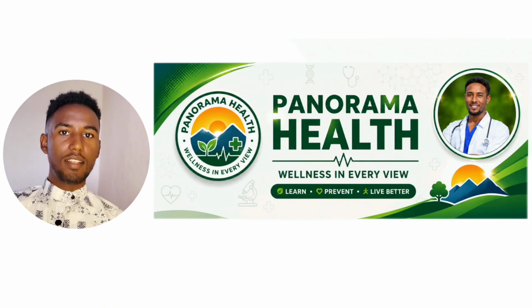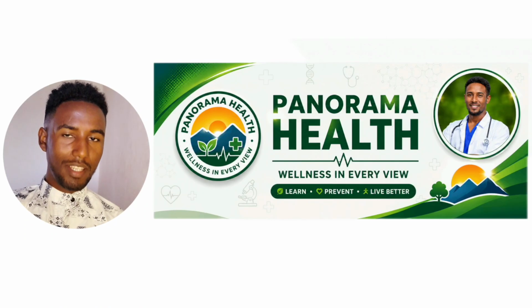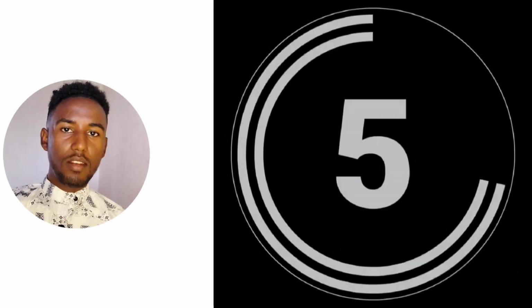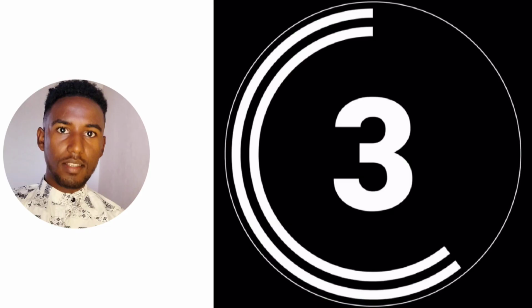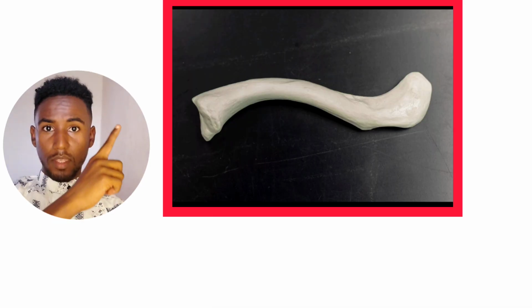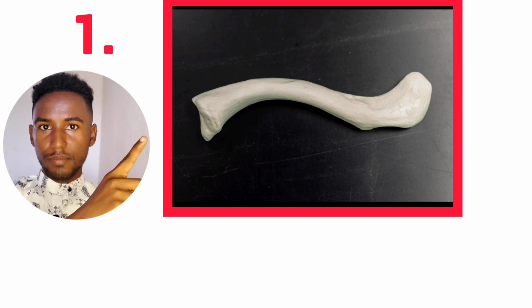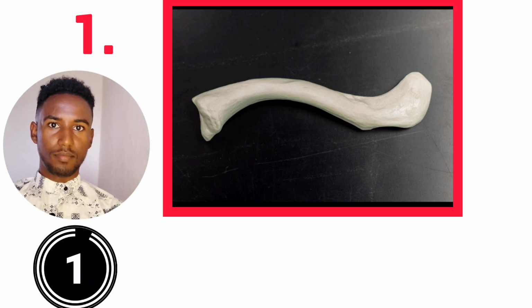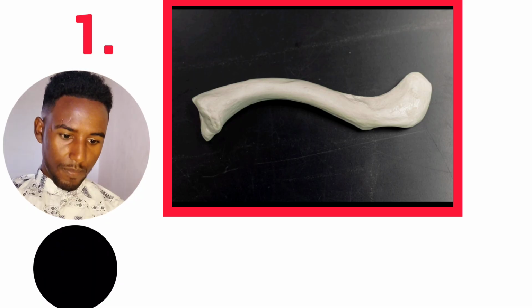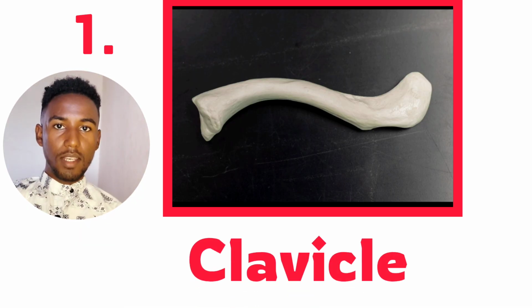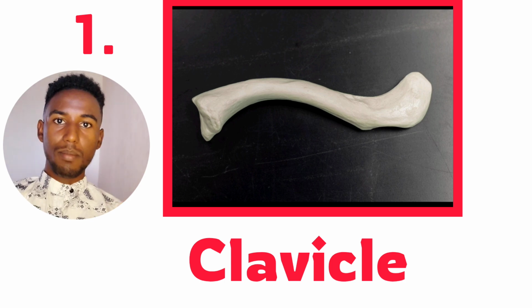Our today's lesson is about anatomy images. I will show you the image of the bone, then you have 5 seconds to guess which bone it is. Let's get started. Can you name this bone? Yeah, this bone is clavicle. Clavicle connects the upper limb to the trunk.